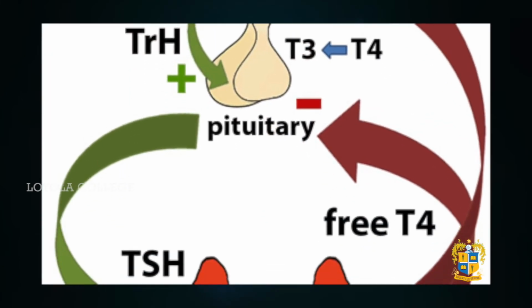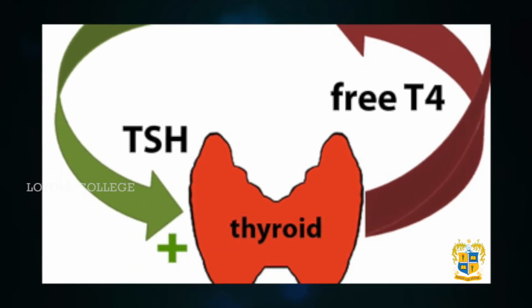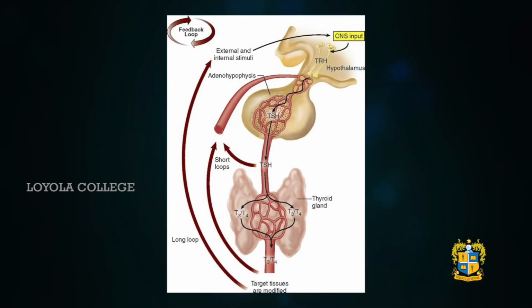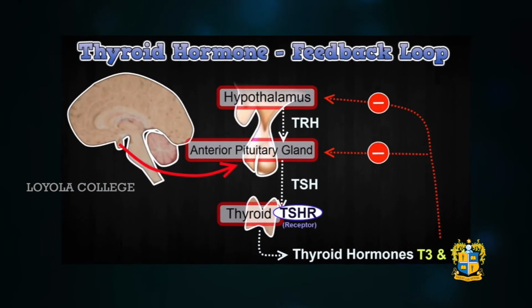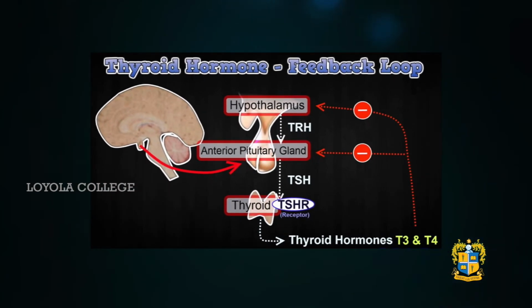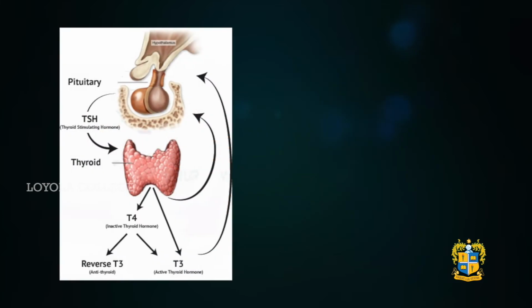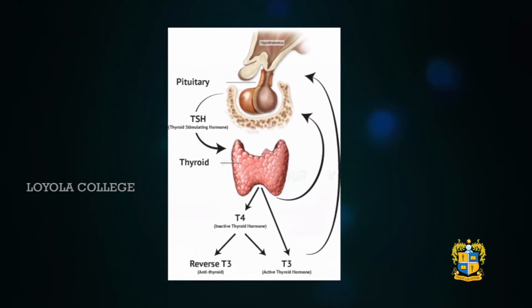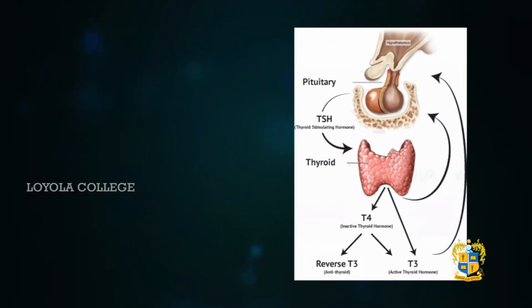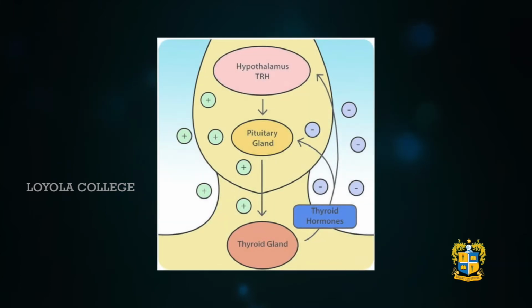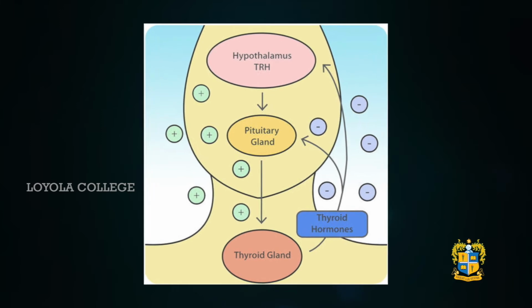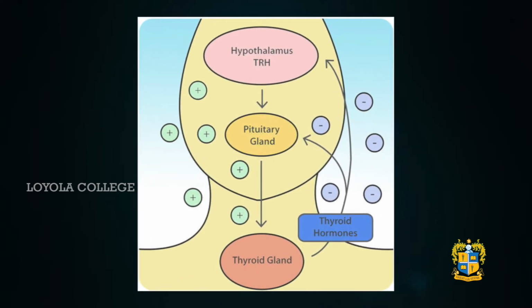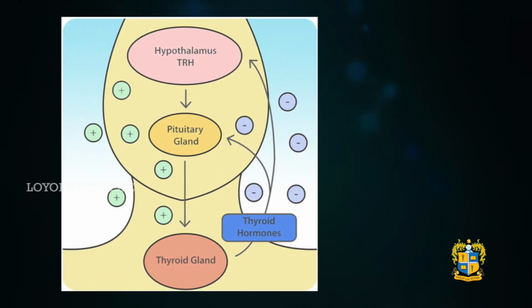When T3 and T4 are low in the blood, the pituitary gland releases more TSH to stimulate the thyroid gland to produce more thyroid hormones. If T3 and T4 are high, the pituitary gland releases less TSH to the thyroid gland to slow production of these hormones. This forms part of a feedback loop called the hypothalamic pituitary thyroid axis.